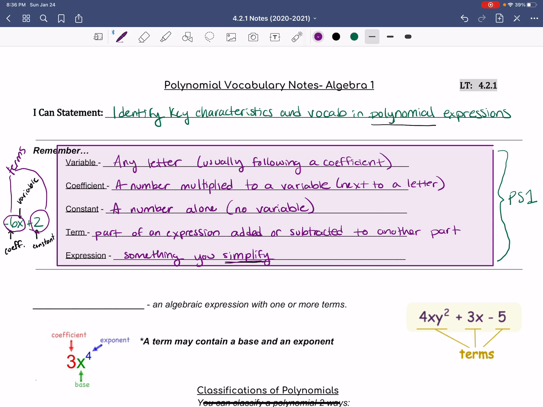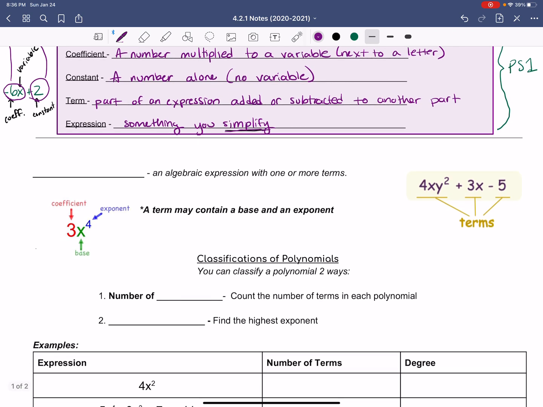All right, so on to our new vocabulary. Our first new vocabulary word is polynomial, and this was the word that we saw in our I can statement. This is an expression with one or more terms. That prefix poly means many, so it just means many terms. So over on this right-hand side, that is an example of a polynomial. And specifically, this polynomial has 1, 2, 3 terms.